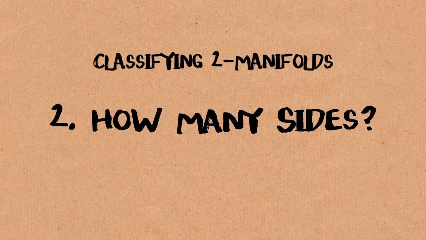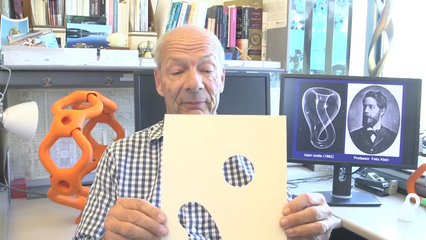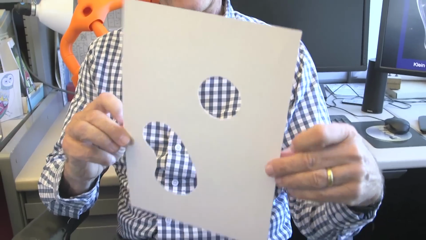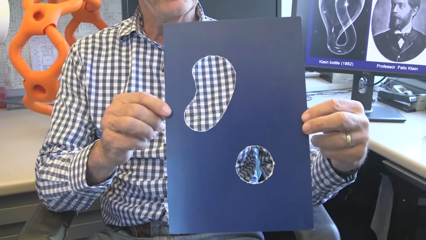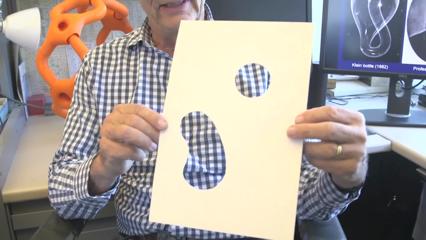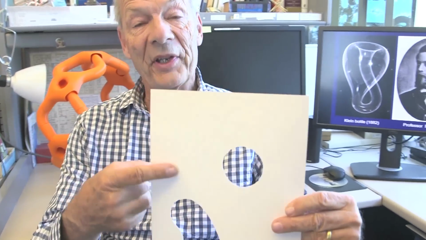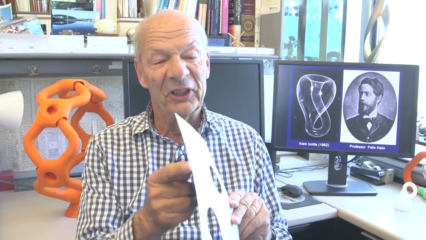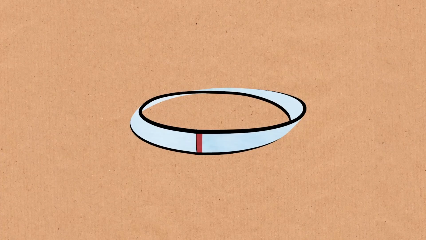The second number is the sidedness of a surface. So this piece of paper is clearly two-sided. As a matter of fact, it has a blue side and a white side, and you cannot get from one side to the other without crawling over this very sharp edge where an ant would cut itself to death. The Mobius band, on the other hand, has a single side.